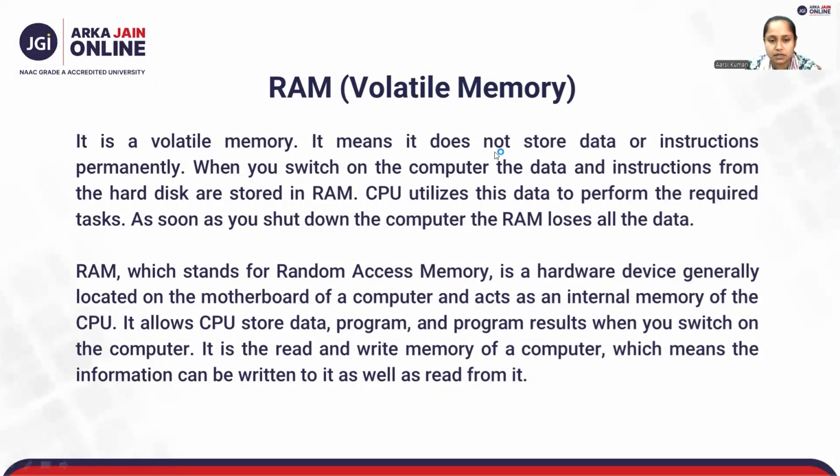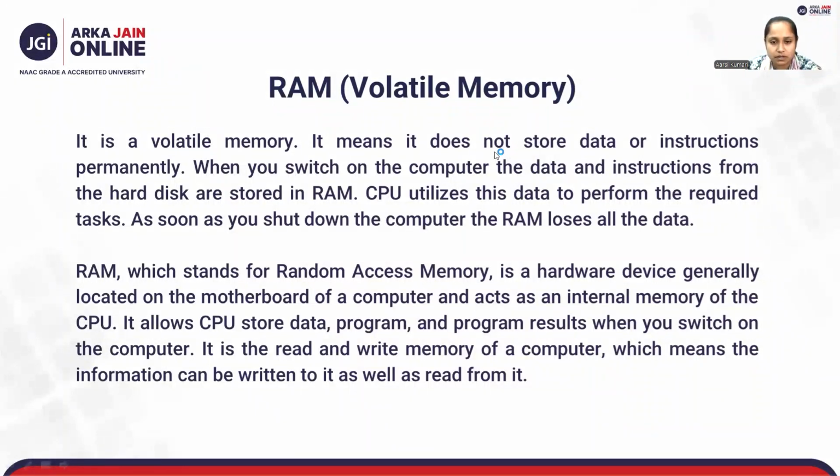RAM, random access memory. RAM, which stands for Random Access Memory, is a hardware device generally located on the motherboard of a computer and acts as an internal memory for the CPU. It allows the CPU to store data and program results while the computer is on. It is the read and write memory of a computer, which means information can be written to it as well as read from it.